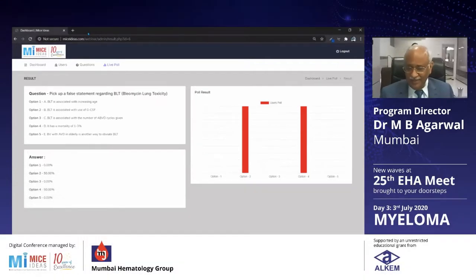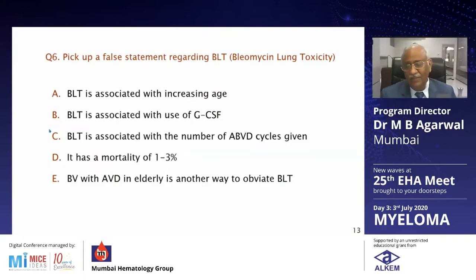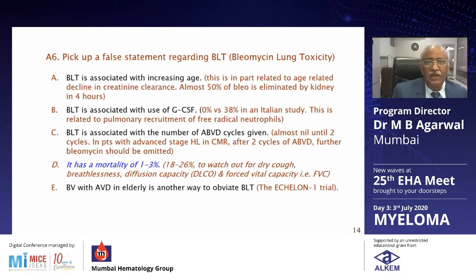So that's interesting. Last two questions, all of you were unanimous in picking up the wrong one. This time, some of you felt that GCSF has nothing to do with it, and that was the wrong answer. And some of them were absolutely bang on target. The mortality of this is not so low, 1 to 3%. So here we are. As the age increases, the chance of BLT increases. And this is related to age-related decline in the creatinine clearance.